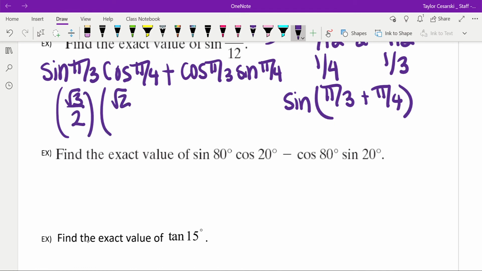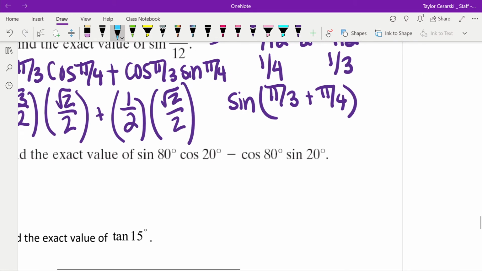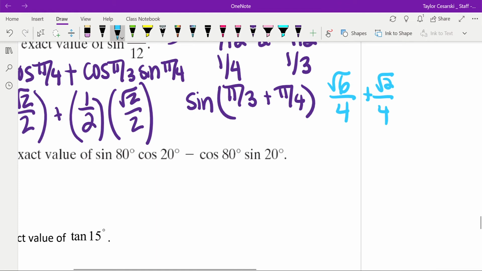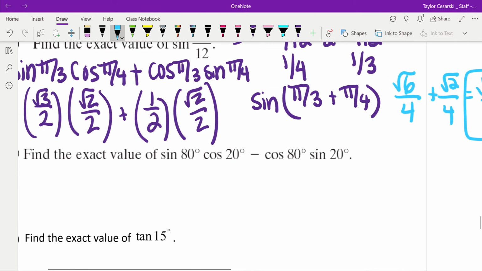Cosine of pi over 4 is square root of 2 over 2. Cosine of pi over 3 is 1/2. And sine of pi over 4 is square root of 2 over 2. All right, so then I get square root of 6 over 4 plus square root of 2 over 4. So that's square root of 6 plus square root of 2 over 4. And notice that's the exact same answer as what you got for the last one. So you're going to be dealing with a lot of the same numbers.